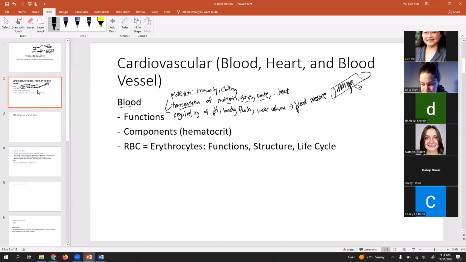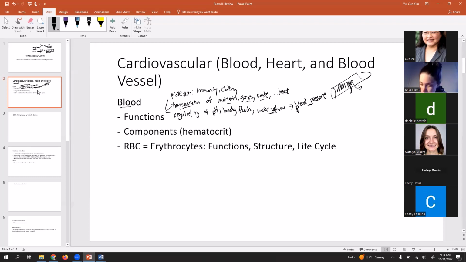Well, for sure, water volume, right? And then eventually, if I control the water volume, I'm controlling blood pressure. Because the more water that goes in there, the higher the blood pressure is. Okay, so those are some of the main functions of blood.